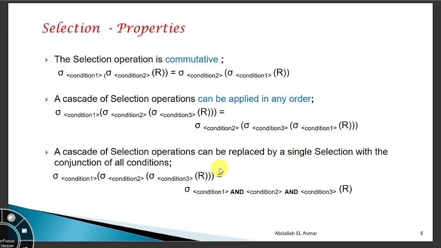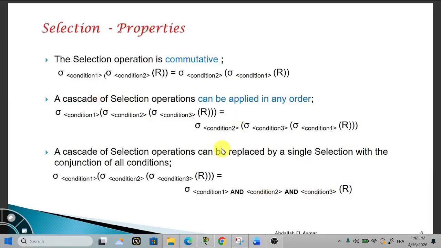So now we were talking about the commutativity of the selection. So the selection on condition 1, when we apply it onto another selection using condition 2, is equal to selection on condition 2 applied to the selection resulting from the application of condition 1. Okay.